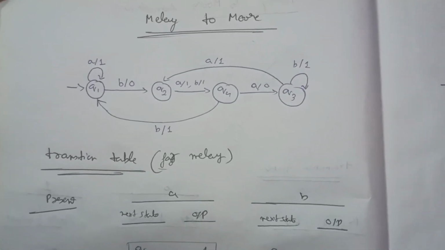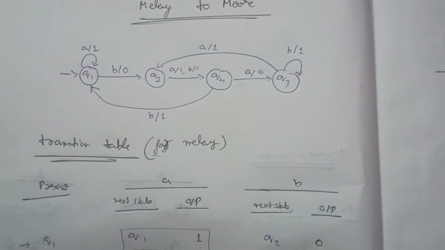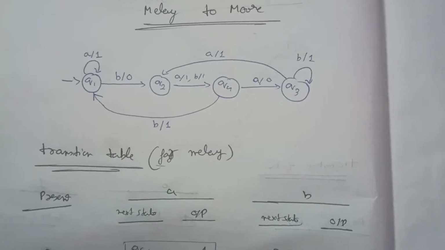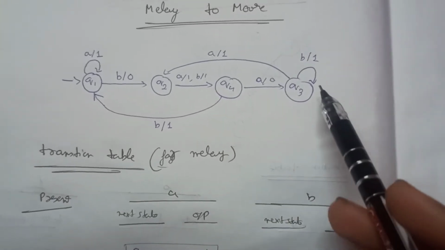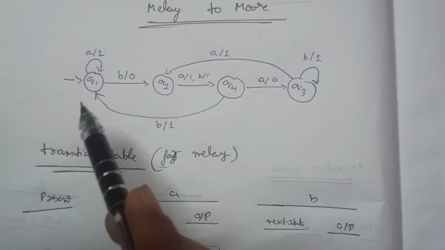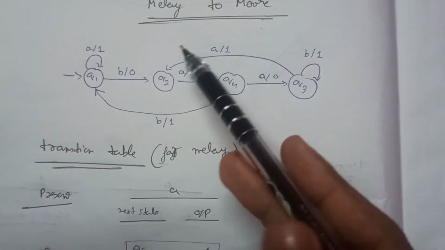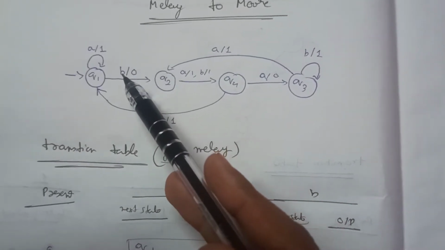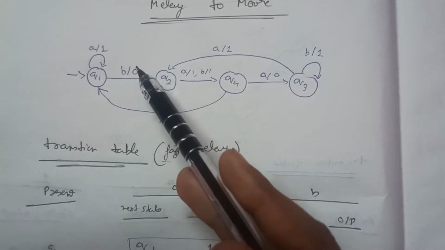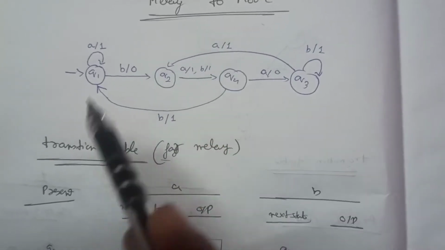Okay, from Mealy machine to Moore machine conversion we will learn today. So here I have a Mealy machine. How can we recognize this is a Mealy machine? See here, the outputs are written along with the inputs. So output is depending on the input. So this is the Mealy machine.